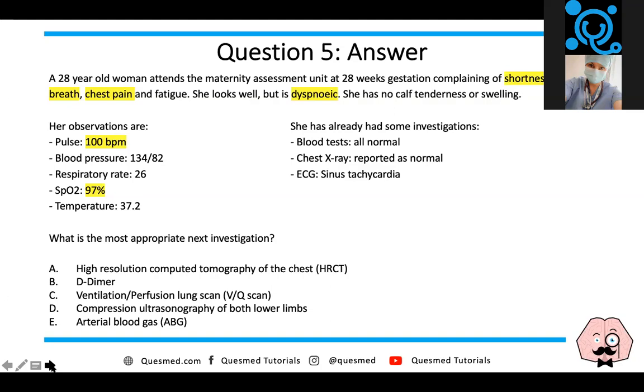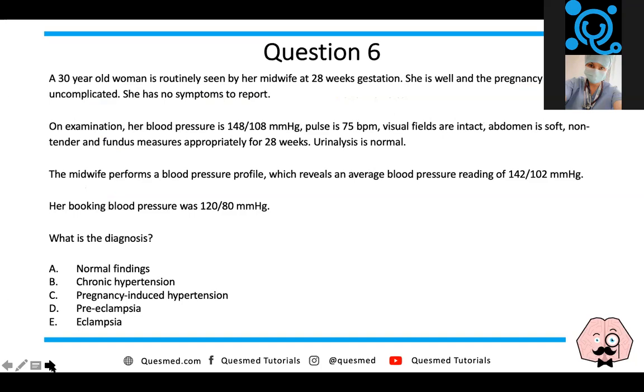An ABG, well, that might reveal a hypoxia, but since we're already thinking PE, the most appropriate investigation is that VQ scan. So the correct answer here is C, VQ scan, and that's going to give us a definitive diagnosis of a PE if it's there. So let's move on to the next question. Again, you'll have 60 seconds.